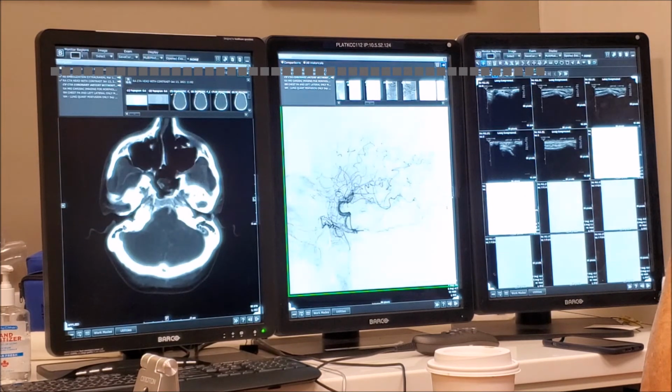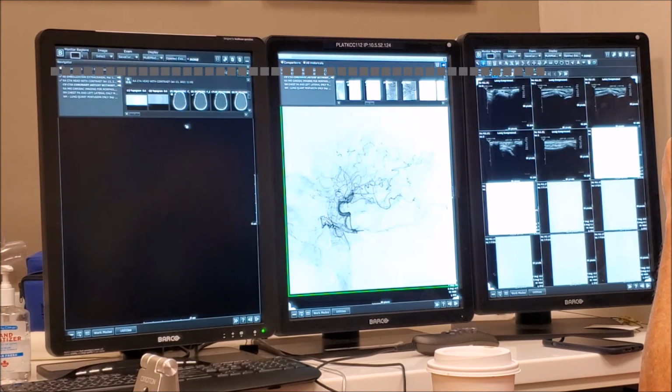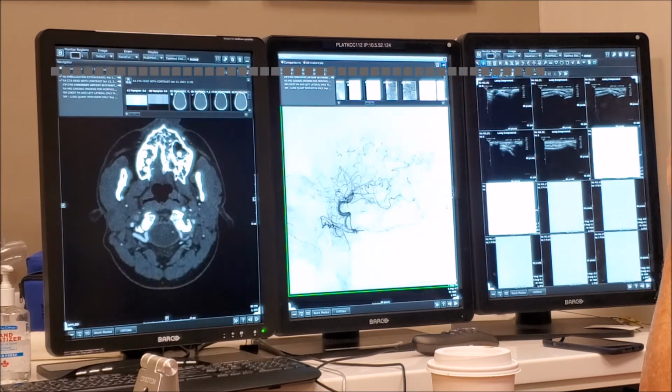Not sure I can tell. Is there a thin cuts? Sorry? Is there a thin cuts? Yeah, maybe this one is better.